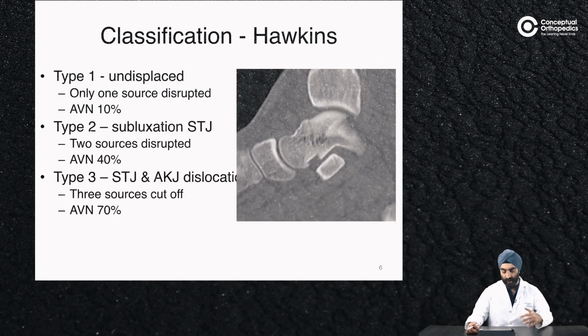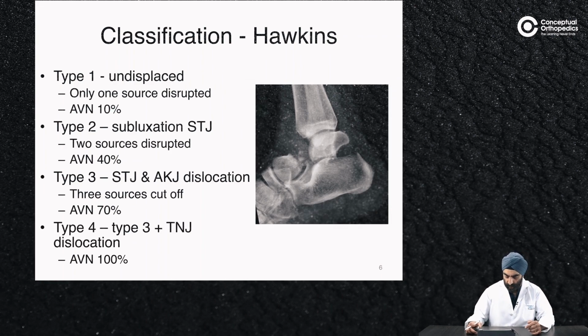In type 3, where both the subtalar joint and the ankle joint have been disrupted, the AVN chances are 70%. 3 sources have been cut off, and all sources have been cut off if there's a talonavicular dislocation as well. So AVN chances in these cases are 100%. So if you see, Hawkins tells us about the possibility of getting an AVN in talus fractures. So if we classify the fracture properly with the Hawkins classification, we can actually have an idea of what to tell the patient about the eventual prognosis, what is going to happen in the future, and what to expect from our fixation as well.